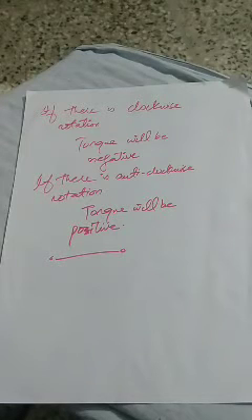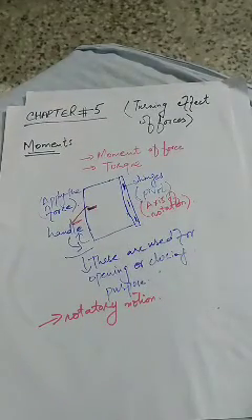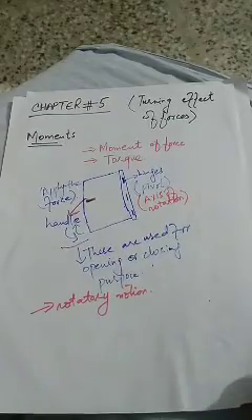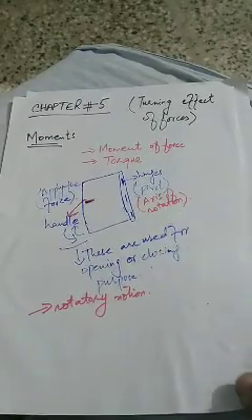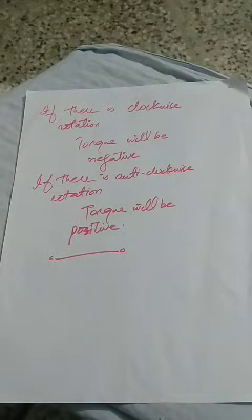Now there will be two types of rotation produced in the door. Upon closing or opening, there will be two types of rotation produced. The first rotation will be clockwise rotation, and the second will be anti-clockwise rotation. If clockwise rotation is produced, the torque will be negative. If anti-clockwise rotation is produced, the torque will be positive.